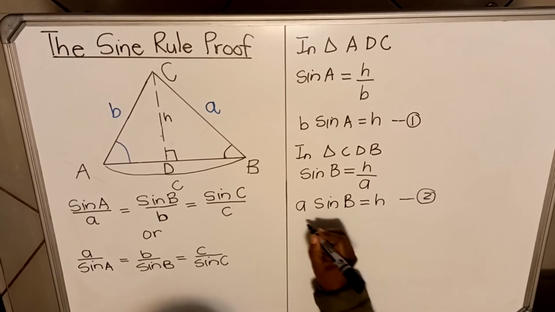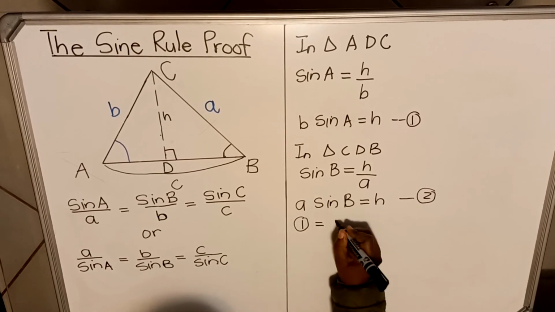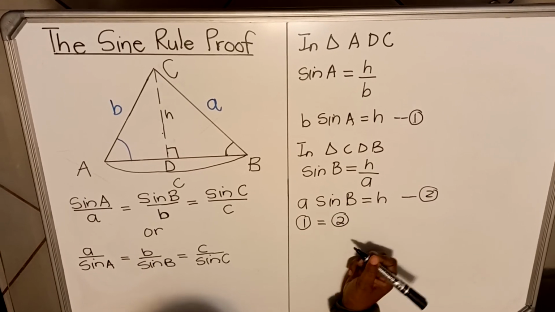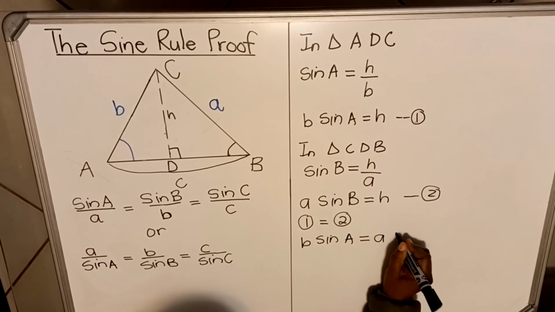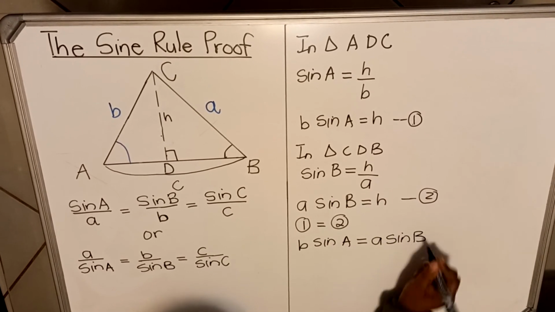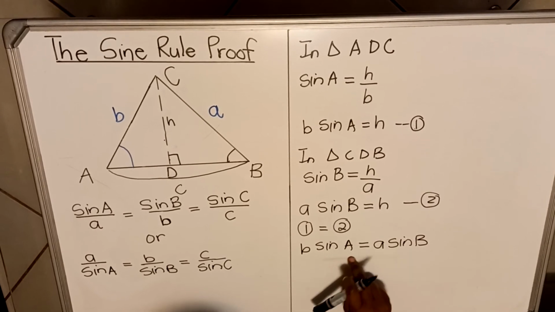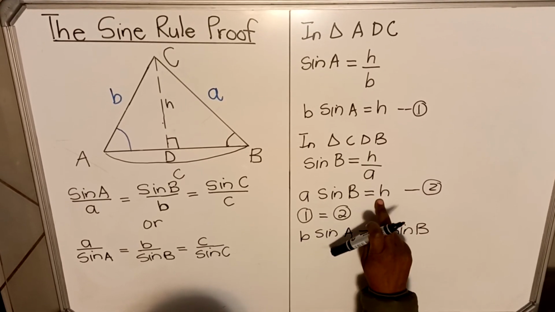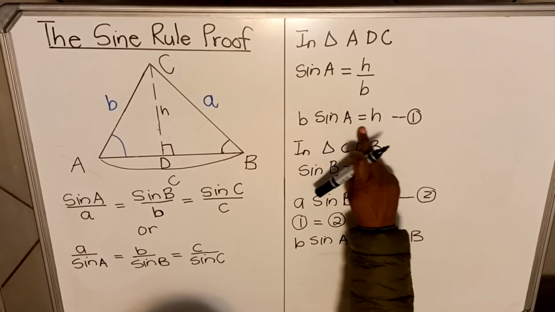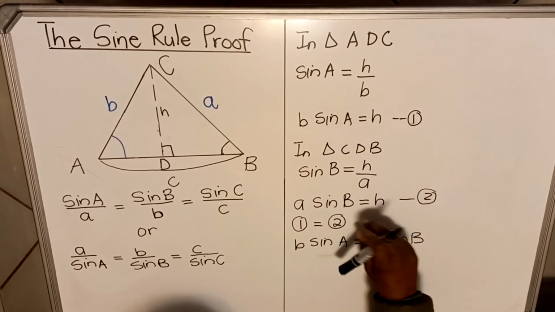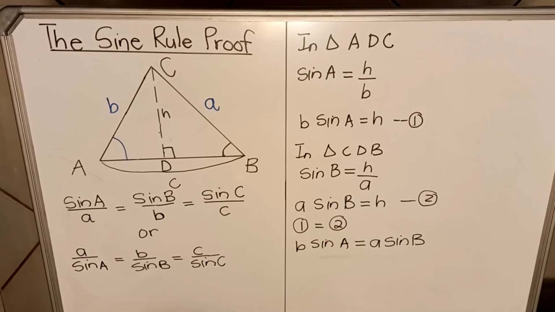Then we equate. We say equation 1 equals equation 2. What would you have? b sine A is equal to a sine B. Why can you do that? Why can you equate them? Because you see they are both equal to the same thing. a sine B is equal to h and b sine A is equal to h. So because they are equal to the same thing, you can equate them. It basically means they are equal.